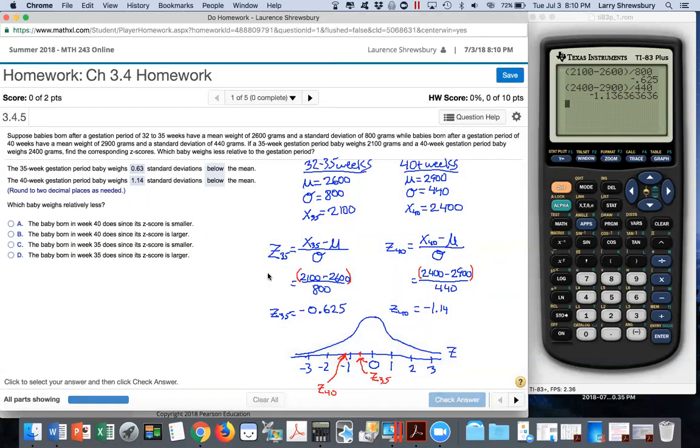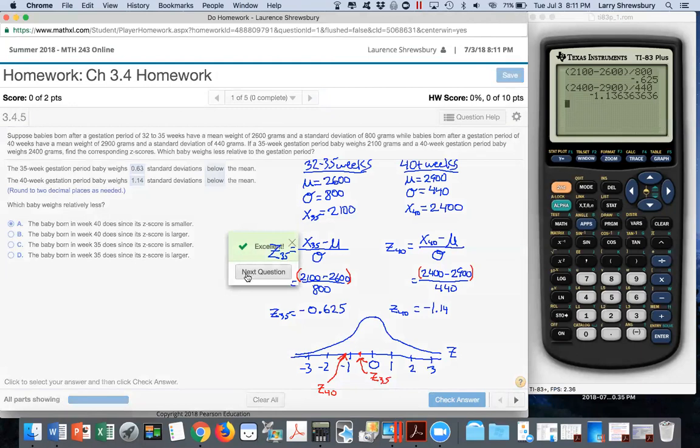Okay. Now, which baby weighs relatively less? Well, we said it was the baby born in week 4, since its z-score is smaller, or farther to the left. Okay, so let's check that.